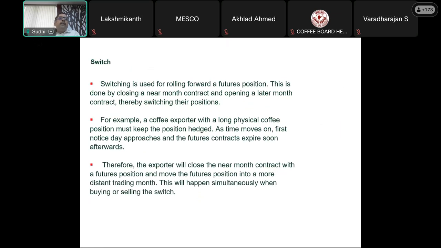So switching, I just explained. So I'll just go through this slide completely. Switching is used for rolling a forward and future position. This is done by closing a near month contract and opening a later month contract, thereby switching their position. A coffee exporter with a long physical coffee position must keep the position hedged. As time moves on, first notice day approaches and the future contract expires soon afterwards. Therefore, the exporter will close the near month contract with the future position and move the future position into a more distant trading month. This will happen simultaneously when buying or selling the switch happens. So this is what the word switch means in coffee trading.